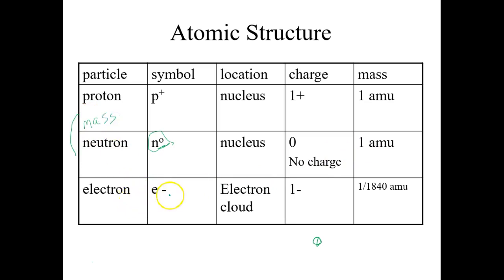And then electrons are negative. This is the sign for electron. That's the sign for proton. They're in the electron cloud. They have a -1 charge, and this is almost no mass. So it has a mass, but it's almost no mass. That's why I'm going to go no mass, okay?